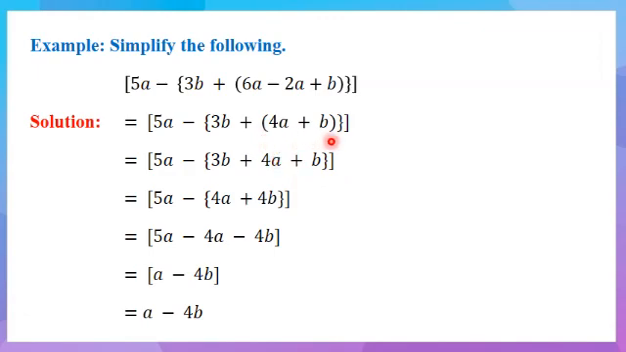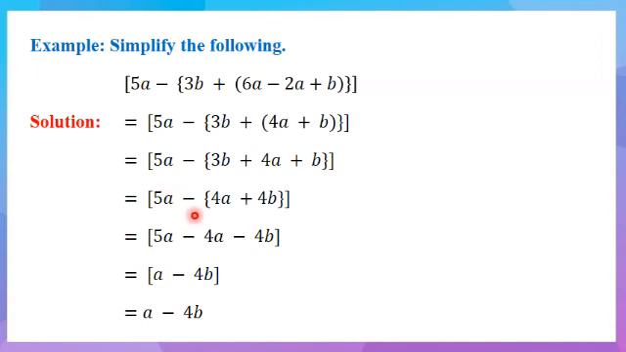Because we have solved this round bracket, now no need to put this bracket again. And now we will see is there any term which is a like term in the curly bracket, and we are observing that 3b and b, they are like terms, so we can solve them. By adding them we will get 4b. So 4a is an unlike term, we will write it as it is, 4a plus 4b. And after that, finally, we have square bracket 5a minus 4a minus 4b.